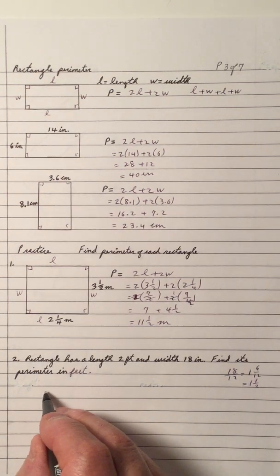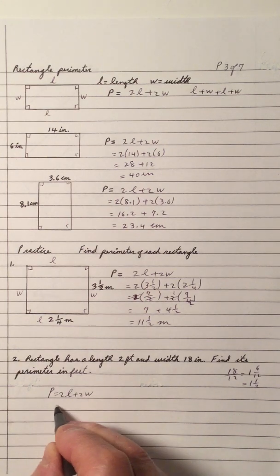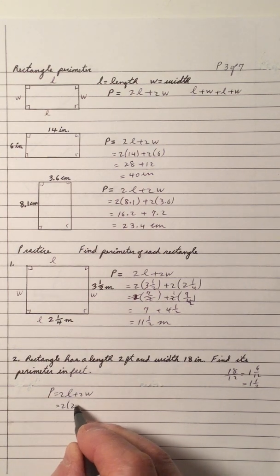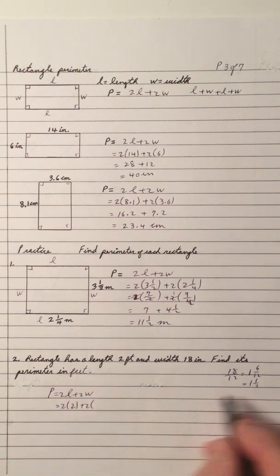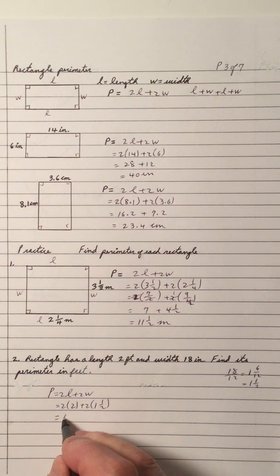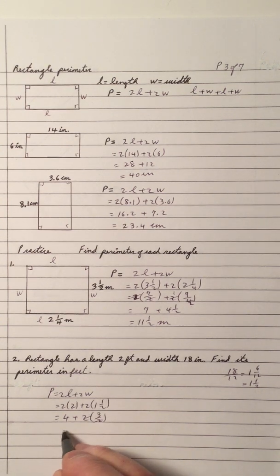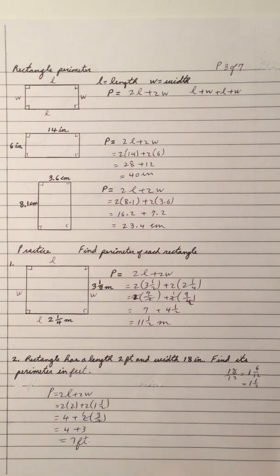So the perimeter of a rectangle is 2L plus 2W. So it's 2 feet. And the width is 1.5 feet. 2 times 2 is 4. And that's 1 times 2 plus 1 is 3 over 2. The 2's cancel, so I get 4 plus 3. So the perimeter of the rectangle in feet is 7.